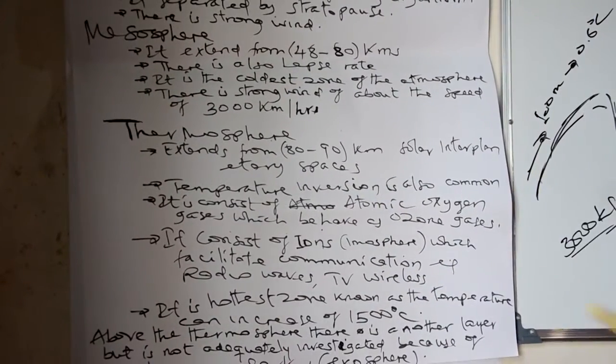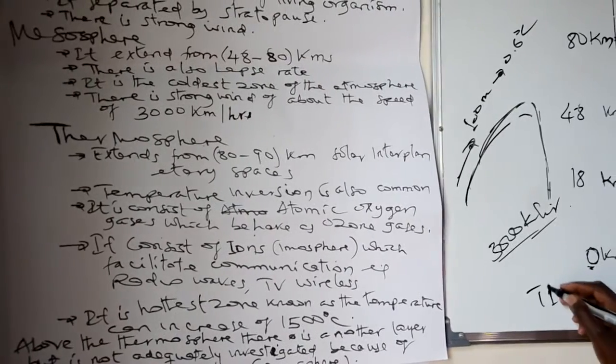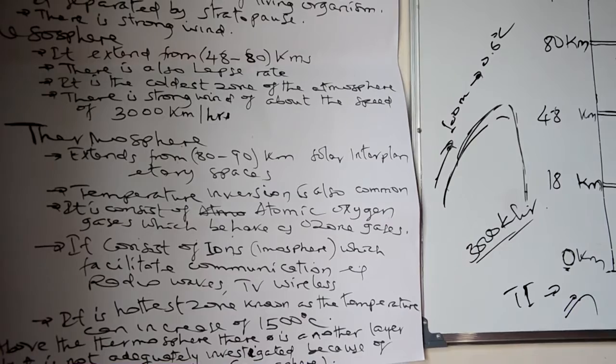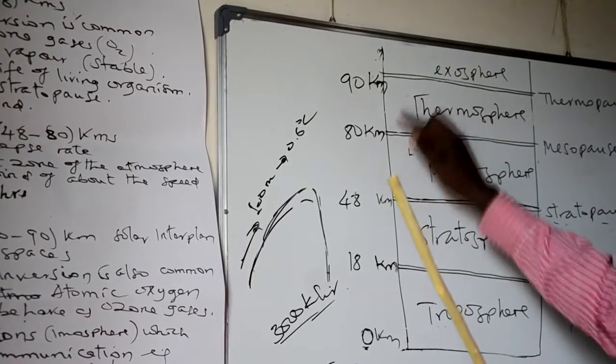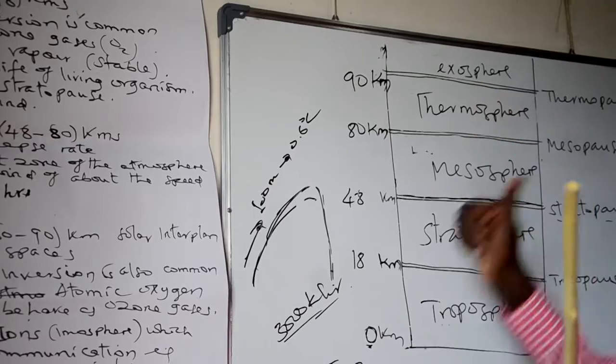As I told you, temperature inversion is the increase of temperature with increase in height or altitude, from the stratosphere even to this layer. There is temperature inversion. As you go higher above sea level in this layer, the temperature increases as altitude increases.